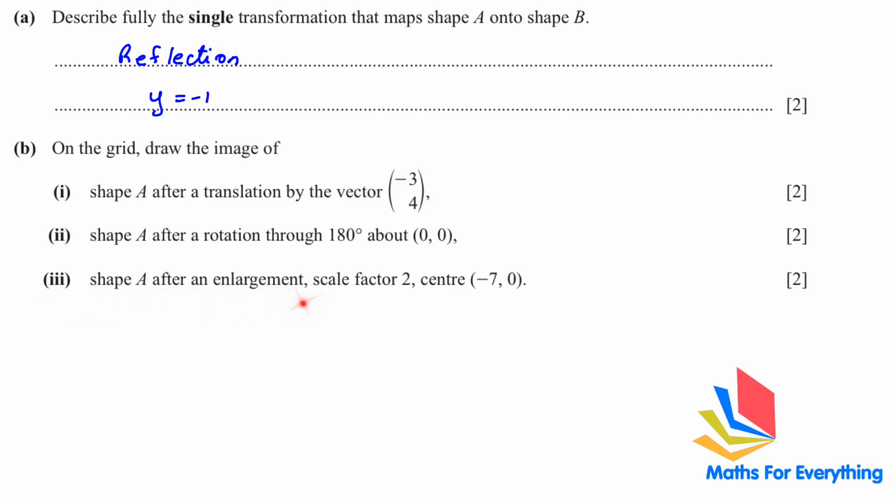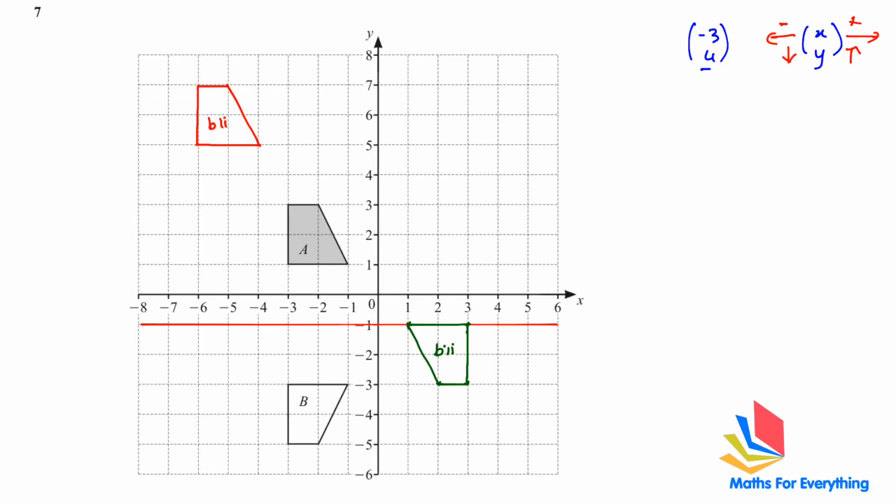Next, shape A after an enlargement, scale factor 2, center -7, 0. So let's first make a point at -7, 0, and that's going to be here. Now all the vertices, or at least 2 or 3 vertices, we are joining with the center. So we will draw lines like this. This is how you draw the vertices with the center.